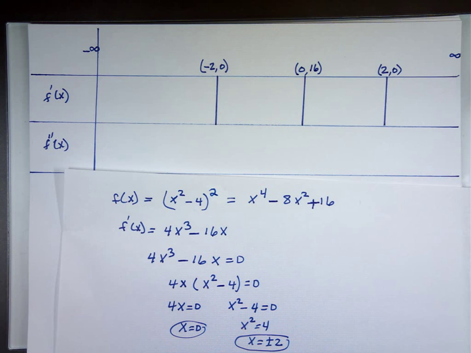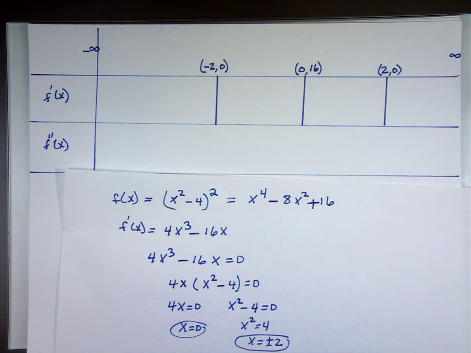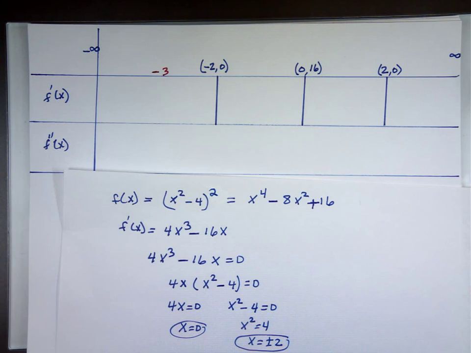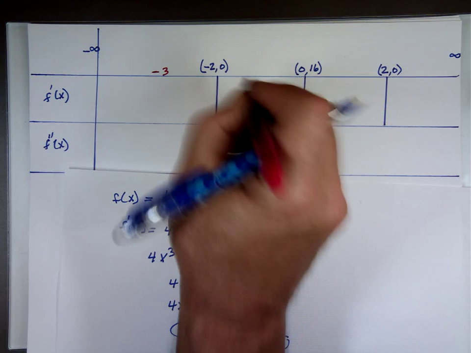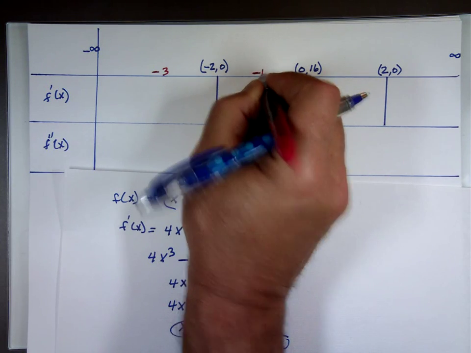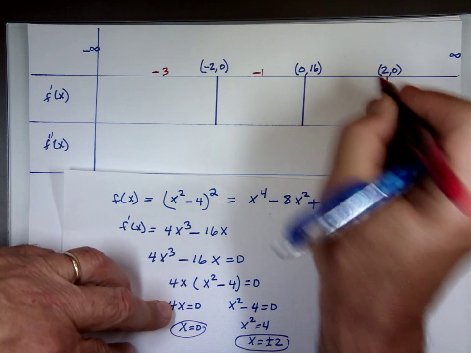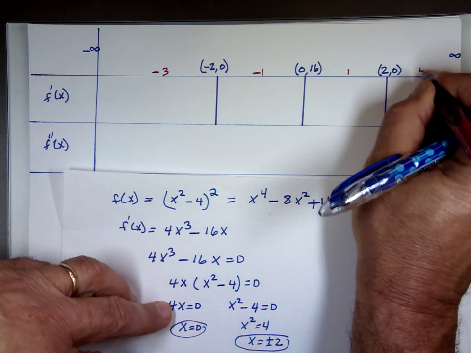And let's check the first derivative to see if it's positive or negative. For test points, I'm going to pick a value less than -2. I'm going to choose what? Maybe -3. Then a value between -2 and 0, I'm going to choose -1. A value between 0 and 2, maybe 1. And more than 2, how about a 4?